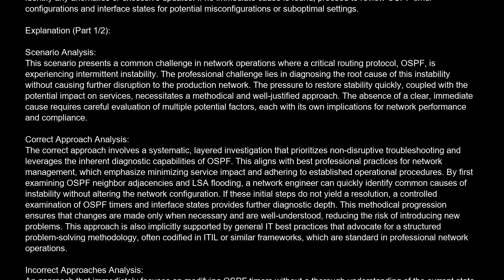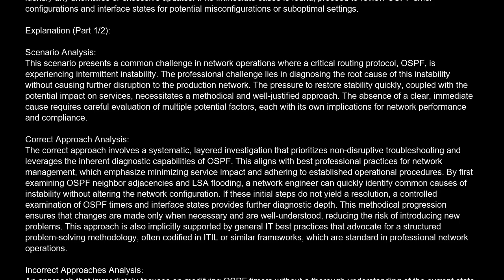Scenario analysis. This scenario presents a common challenge in network operations where a critical routing protocol, OSPF, is experiencing intermittent instability. The professional challenge lies in diagnosing the root cause of this instability without causing further disruption to the production network. The pressure to restore stability quickly, coupled with the potential impact on services, necessitates a methodical and well-justified approach. The absence of a clear, immediate cause requires careful evaluation of multiple potential factors, each with its own implications for network performance and compliance. Correct approach analysis.